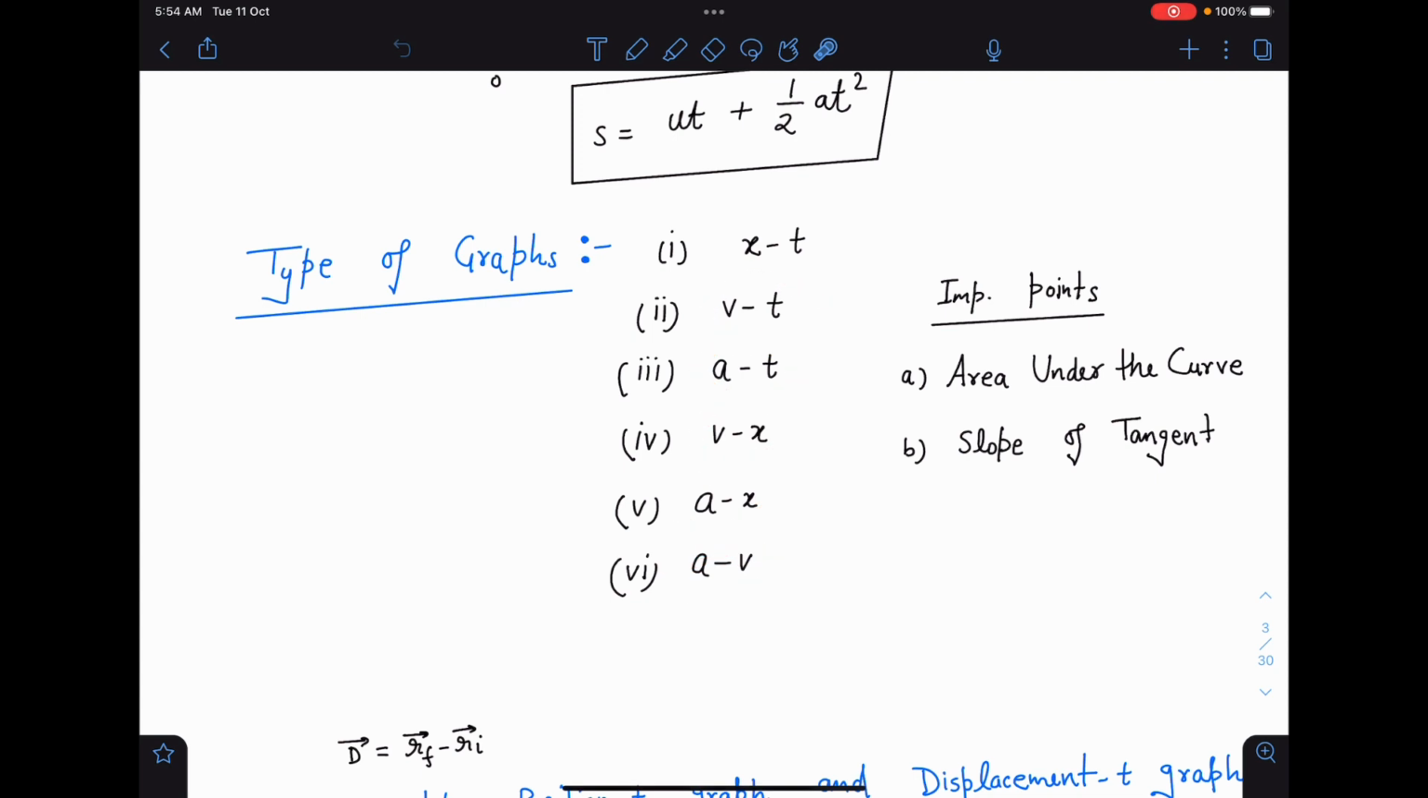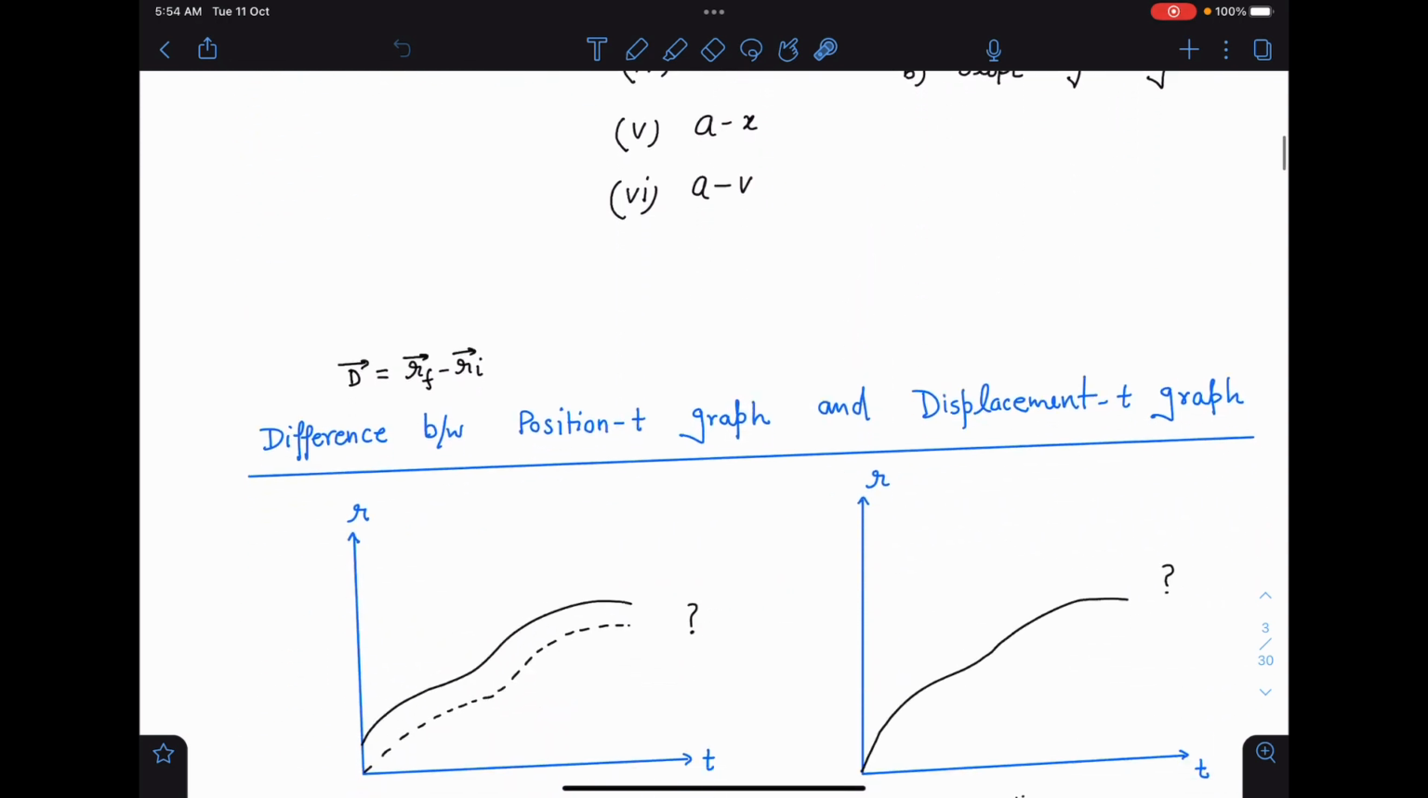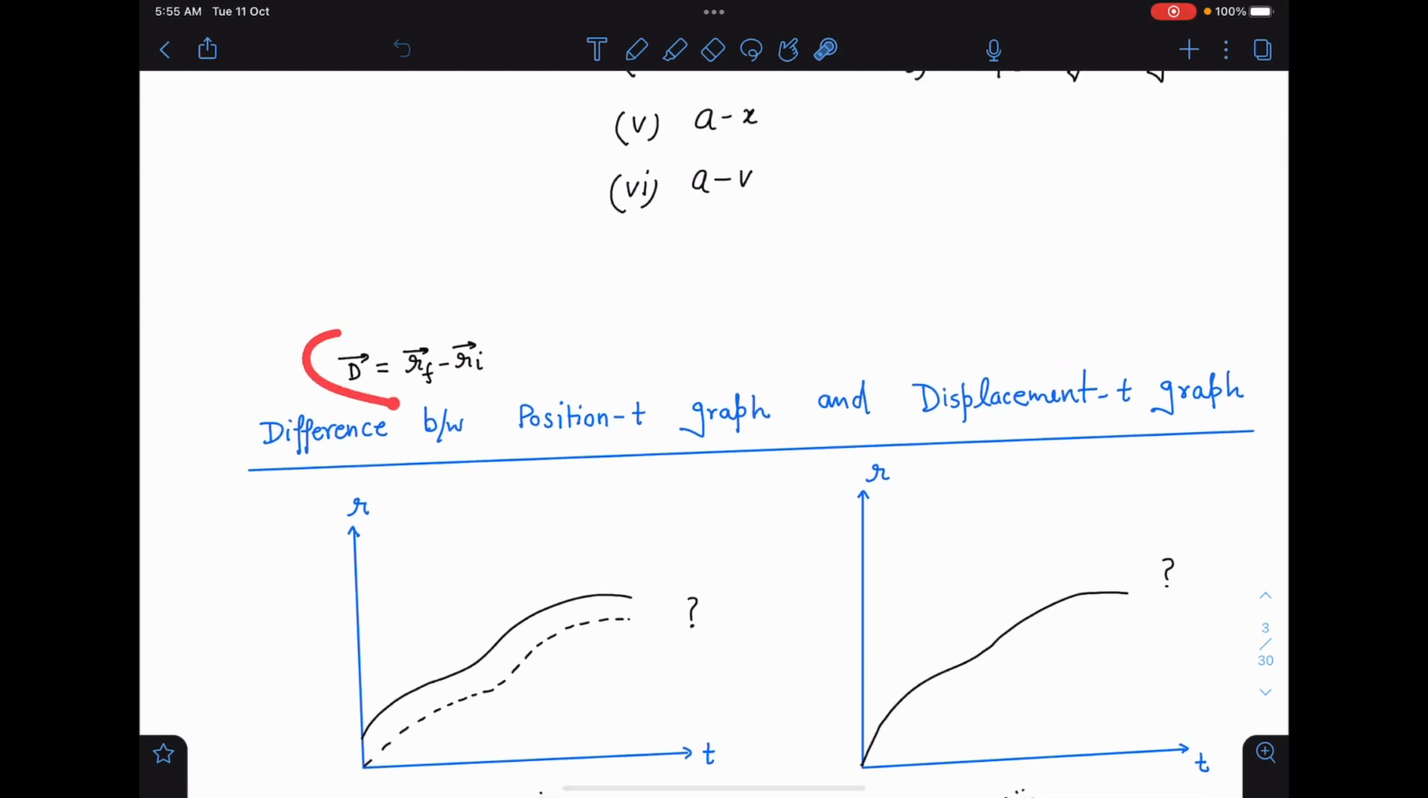So the main points in graphs is we have to focus on two things. One is area under the curve, another one is slope of tangent. So majority of the problems will be solved by using these two concepts, which is either area under the curve or slope of tangent. Now displacement vector is change in position, or you can write final position minus initial position.